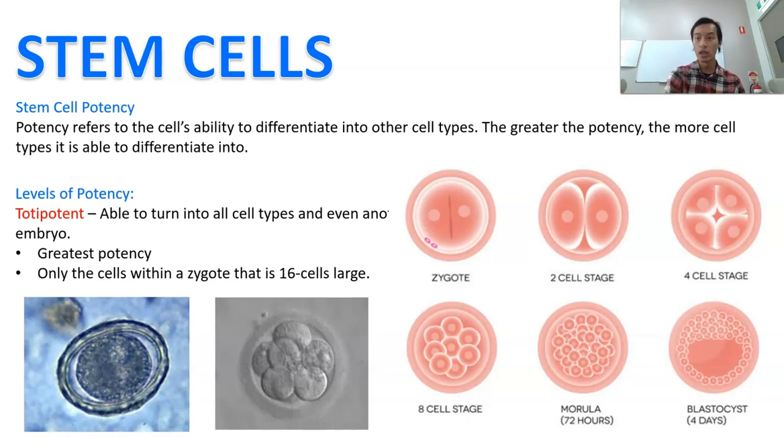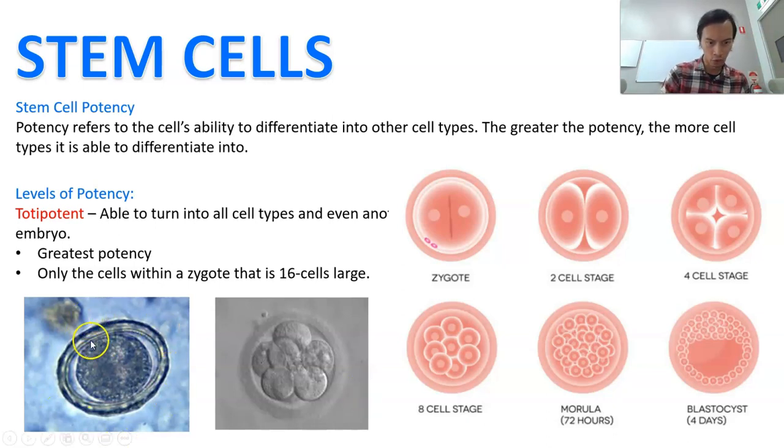And so the only cell in the body that can do that is the zygote, up until when it turns into a 16-cell clump of cells, right? So you've got your zygote, which is the first cell, and it's going to turn into 2, 2 into 4, 4 into 8, 8 into 16. After 16, it begins to split off between turning into the embryo and turning into the placenta, right? So up until that stage, it is what we call totipotent. After it turns into either the embryo or the placenta, whatever turns into the embryo can't become the placenta, and vice versa.